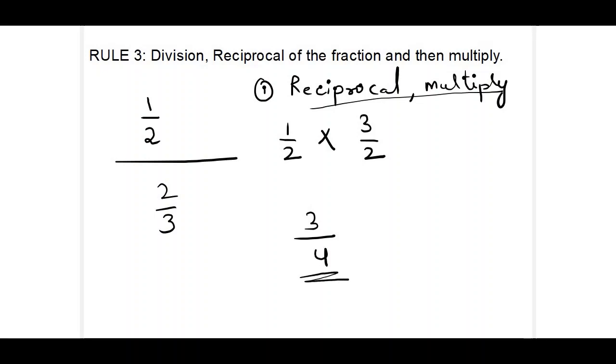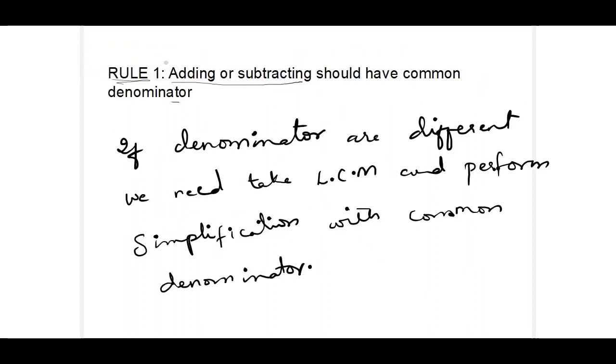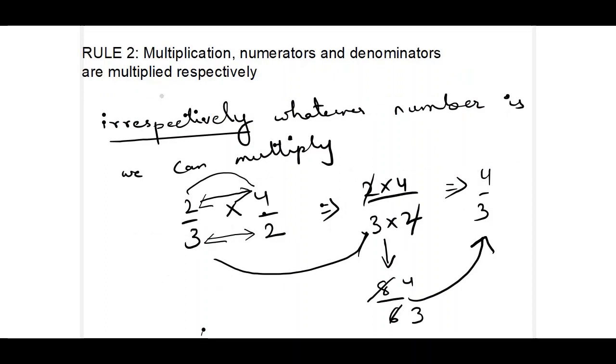Simple. Okay, these are the four basic rules that we can perform on a fraction. The first one is adding or subtracting. For adding and subtracting, we go for the common denominator. If the denominators are not common, we will take the LCM and make the denominator common, then perform the simplification. For multiplication, we can multiply both numerator and denominator respectively. We won't check whether it is a like fraction or unlike fraction or any kind of fraction. We can simply perform the multiplication.